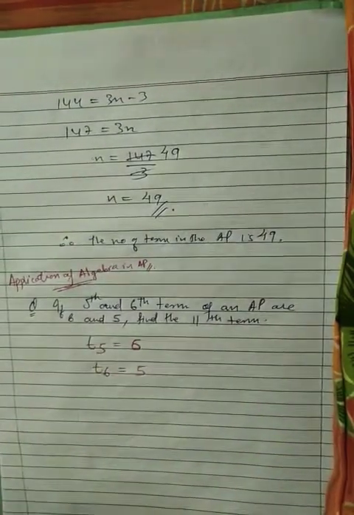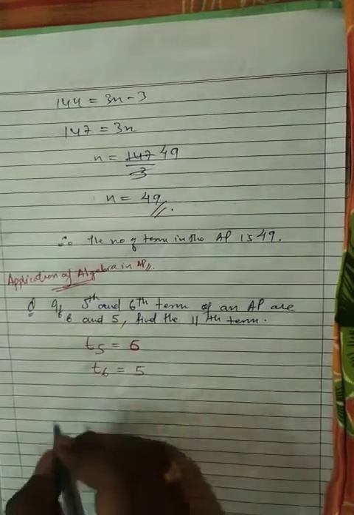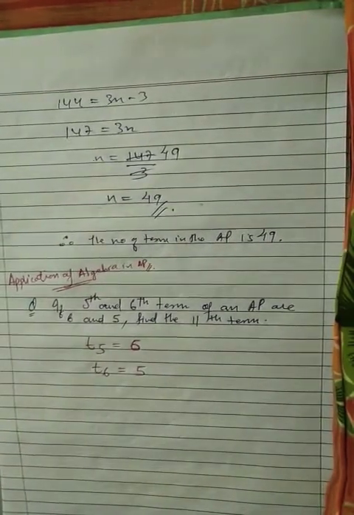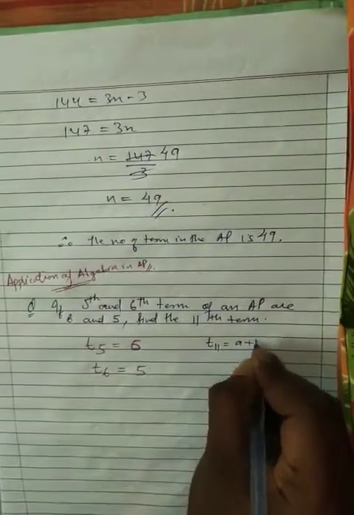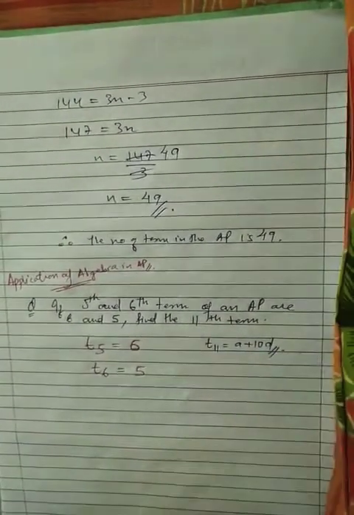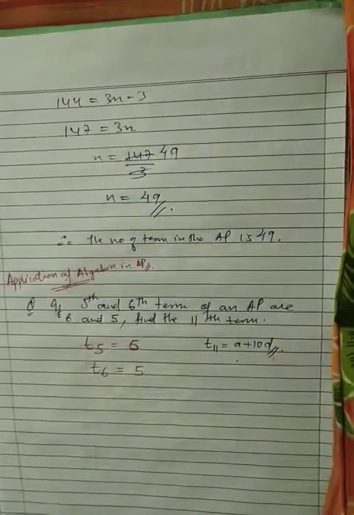Clear? And if you have to find the 11th term, for finding the 11th term, T11, we need to have A and D. We have to calculate A plus 10D. So I need to have A and D. How will you get this? For this we'll apply what we know.